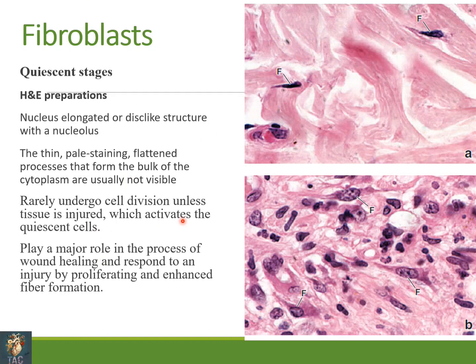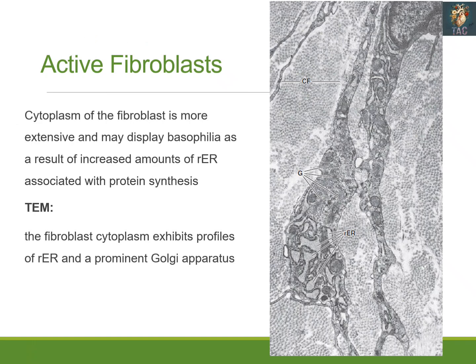They rarely undergo cell division unless tissue is injured, which activates the quiescent cell. Then it becomes the fibroblast. Initially, in the quiescent stage, it is also called the fibrocyte. They play a major role in the process of wound healing and response to an injury by proliferating and enhanced fiber formation. Now the active fibroblast: this is the electron micrograph of the active fibroblast.